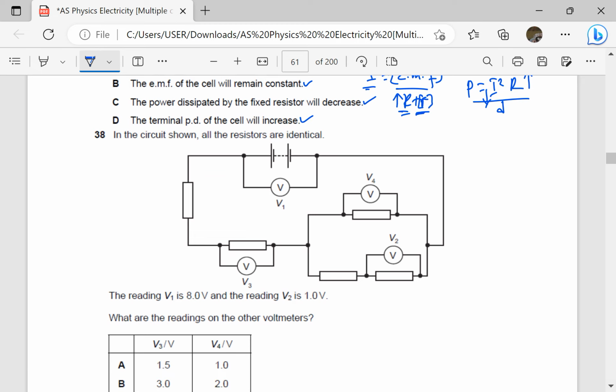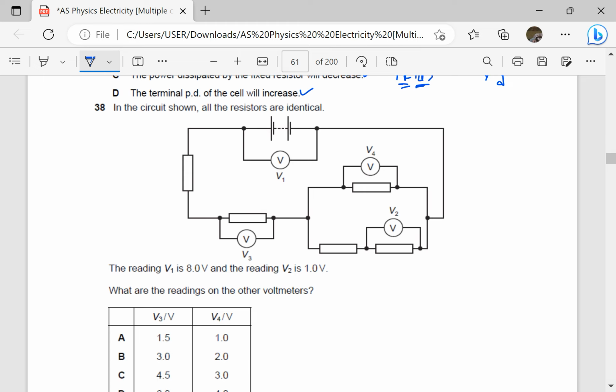In the circuit shown, all the resistors are identical. The reading V1 is 8 volts. So here we have 8 volts. The reading V2 is 1 volt. So this is 1 volt.